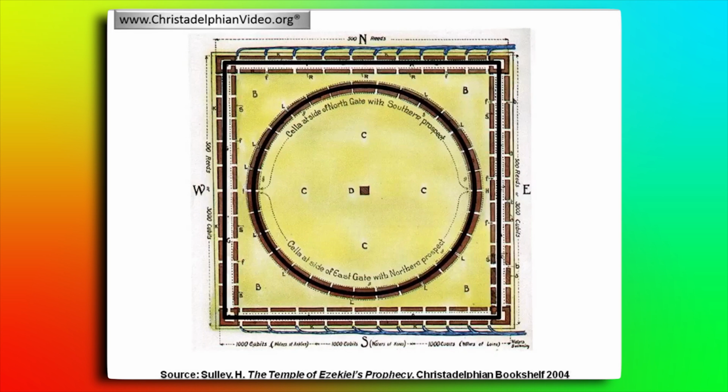However, this design seems to be at odds with the rectangular designs of the tabernacle and Solomon's temple. But in this video we will show that the overall design of a circle within a square can indeed be derived from the Temple of Solomon, or more accurately, a feature within Solomon's temple, namely the molten sea.